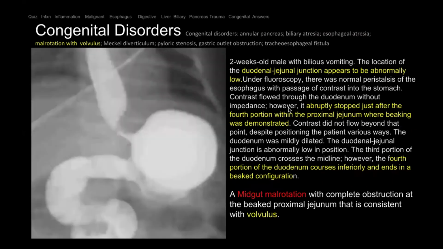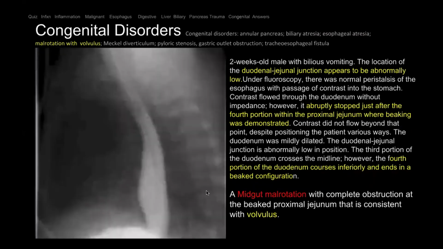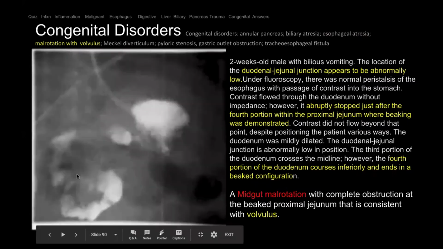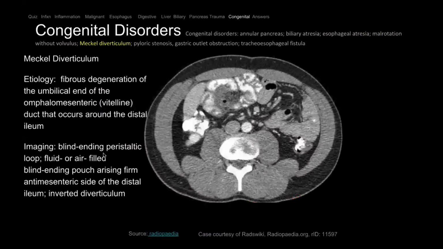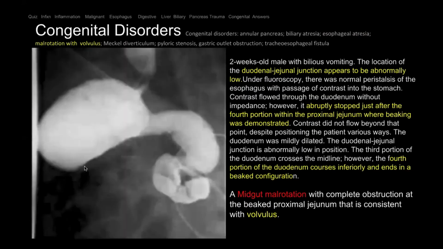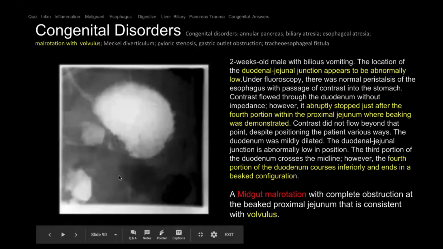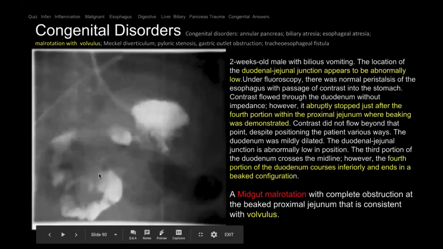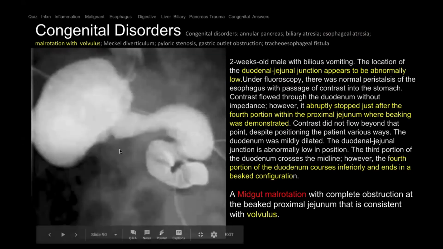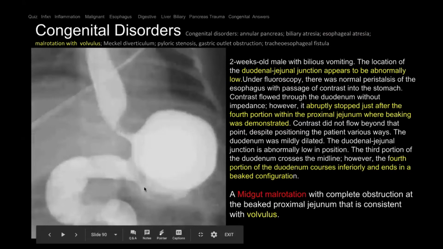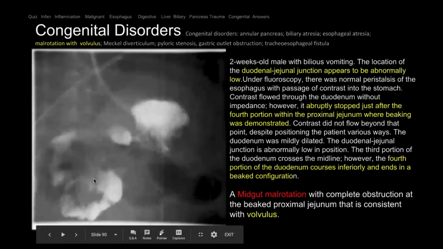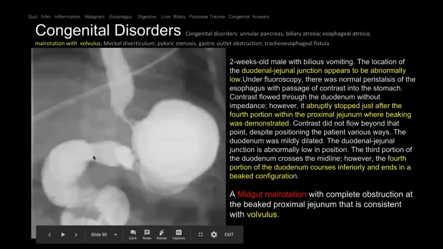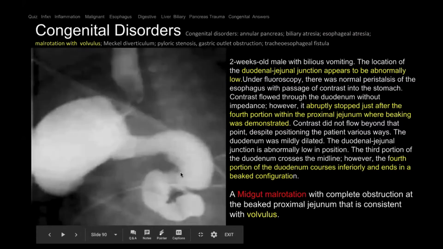Congenital disorders. So here we have a complication of malrotation. It's called a midgut volvulus. The malrotated bowel is on the right side. The pedicle is very narrow, so it can twist on itself and cause malrotation and volvulus. So there's no contrast that passes into the jejunum, and this has to be urgently surgically corrected, otherwise they can infarct their bowel.